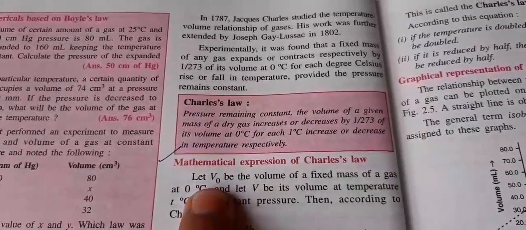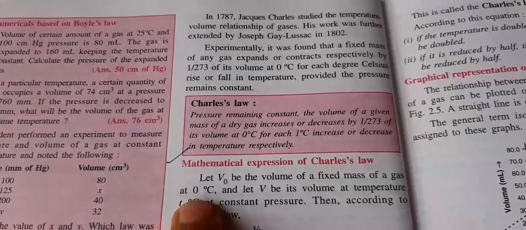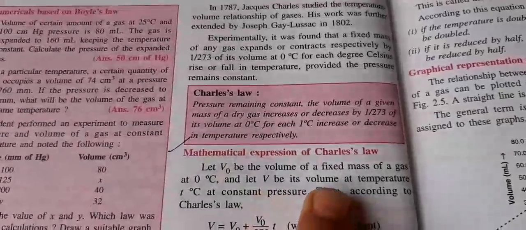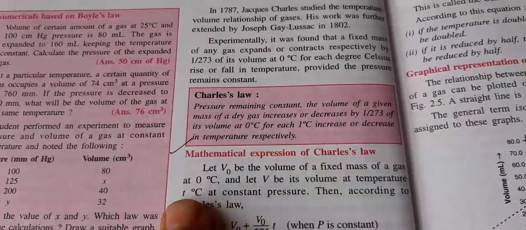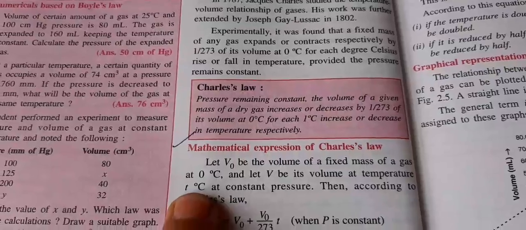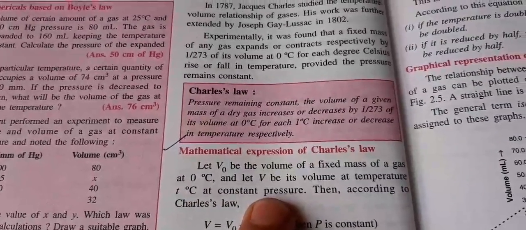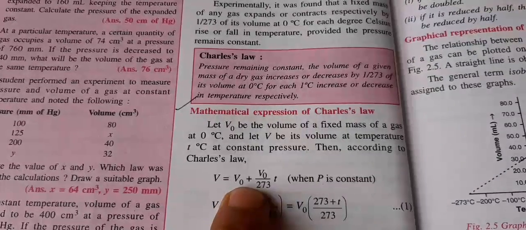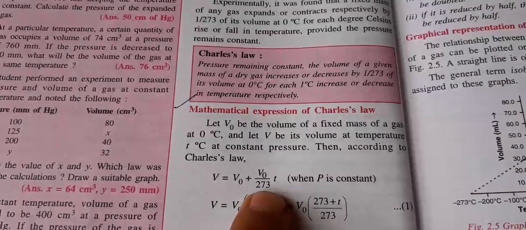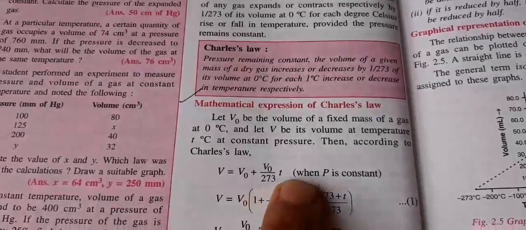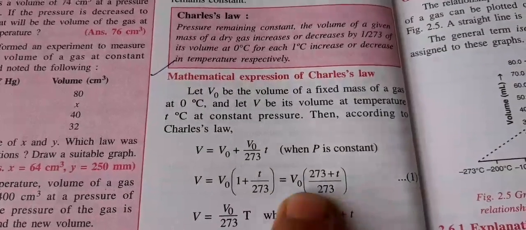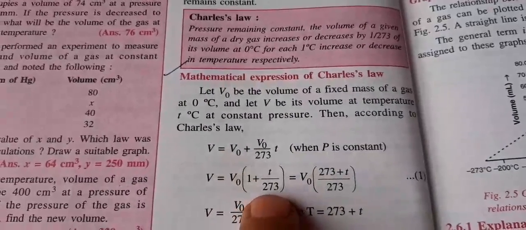Let V0 be the fixed volume of a gas, and at that time the temperature be 0 degrees. Now let V be its volume when the temperature increases, and the new temperature is T degrees Celsius, keeping the pressure constant. Then according to the law, V, the new volume, is equal to the initial volume plus the increase in volume, V0 upon 273 into T. Now if we rearrange it, we will get V0 (273 + T) upon 273.